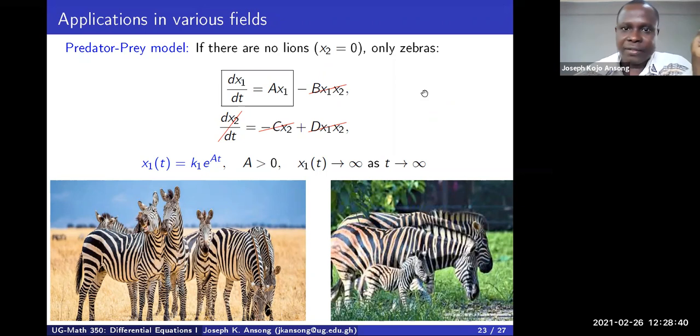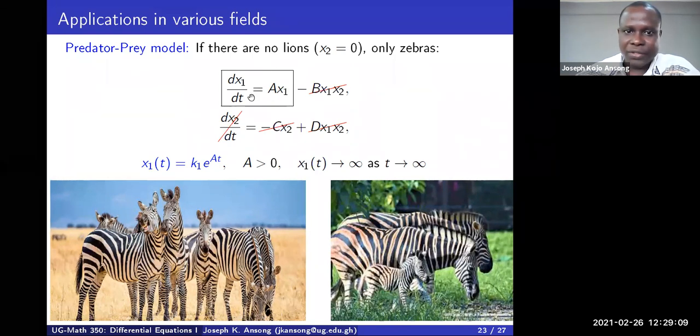If that's the case, then X2 is 0, which means if you go back to the system of equations, every term with X2 is 0. So this equation goes out completely. This interaction term here goes to 0 as well because of the X2. And all you are left with is this simple equation here. Again, this is the equation that we met before on the population of mosquitoes. So you are just left with this, which you can easily solve.